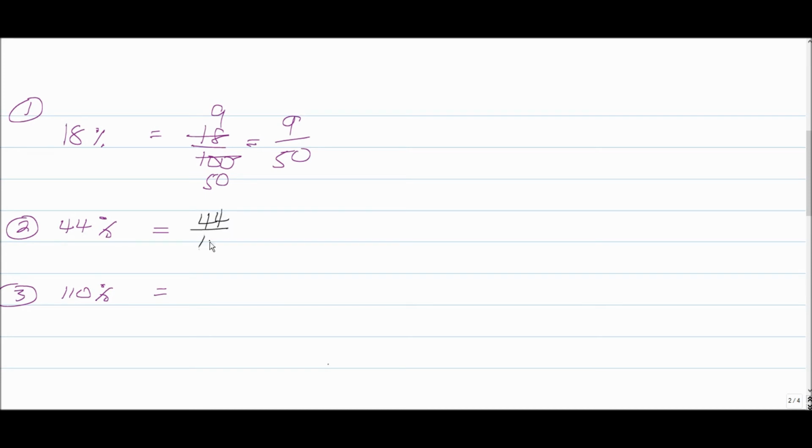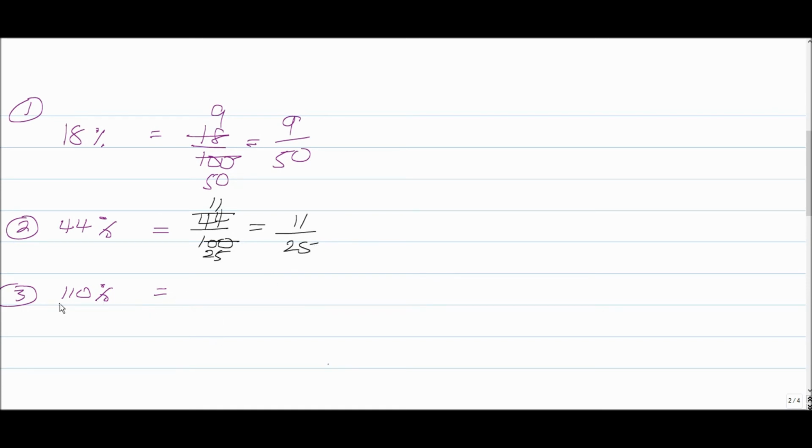Number 2, we have 44%, which is really what? 44 over 100. And we could use 4. 4 into 44 going 11 times, and 4 into 100 going 25 times. We have 11 over 25.